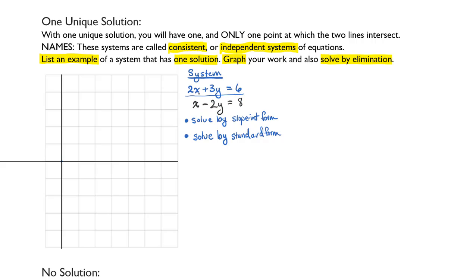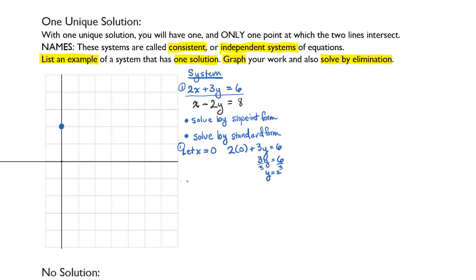Now we're going to let x equals 0 and substitute it into the first equation. So I'll have 2 times 0 plus 3y equals 6. So that means 3y equals 6, and y, if we divide both sides by 3, will equal 2. So when x is 0, y is 2. There's my first intersection. That's my y-intercept.